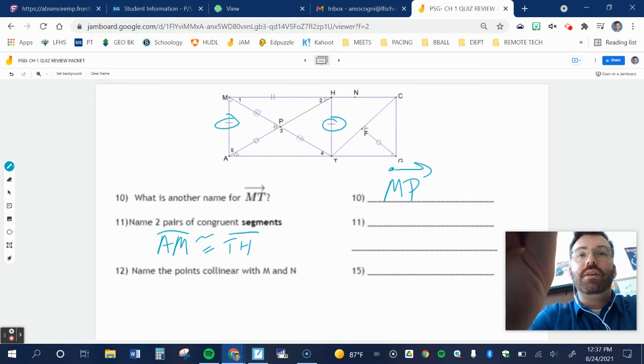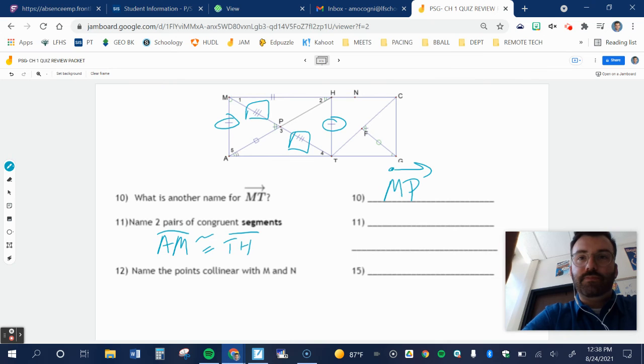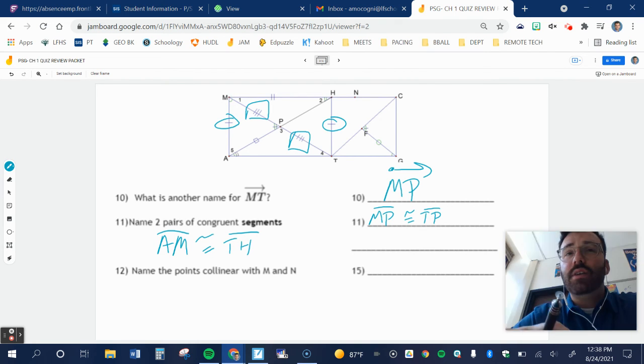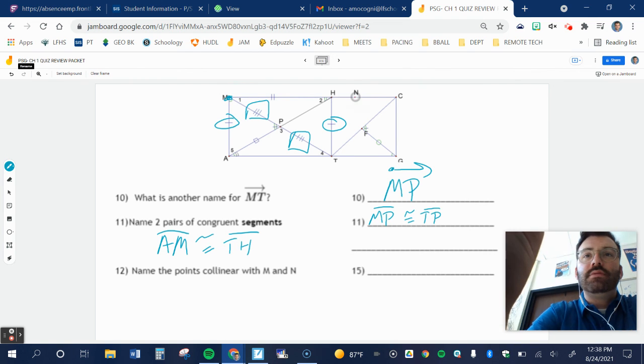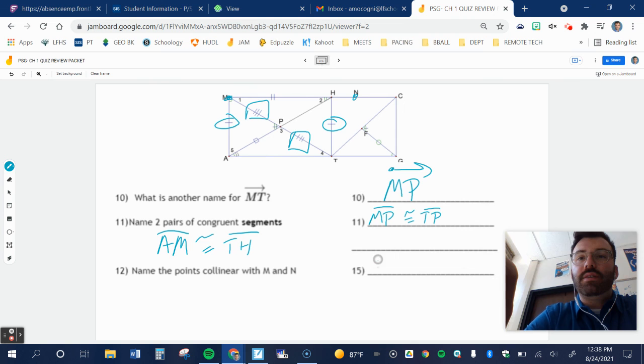All right, another pair we found during our notes that day. These 2, MP is congruent to TP. I don't think there are any other pairs of congruent segments in this picture. Name the points that are collinear with M and N. There's only 2. Here's M and N, right? So the collinear points are H and C.